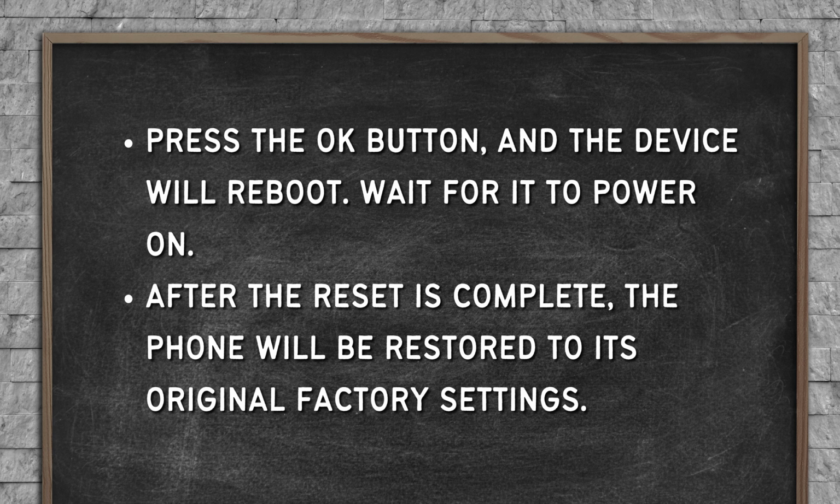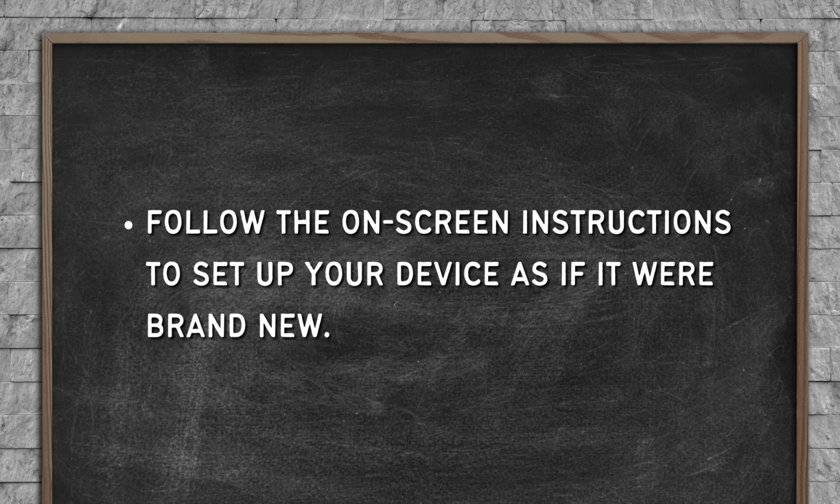Wait for it to power on. After the reset is complete, the phone will be restored to its original factory settings. Follow the on-screen instructions to set up your device as if it were brand new.